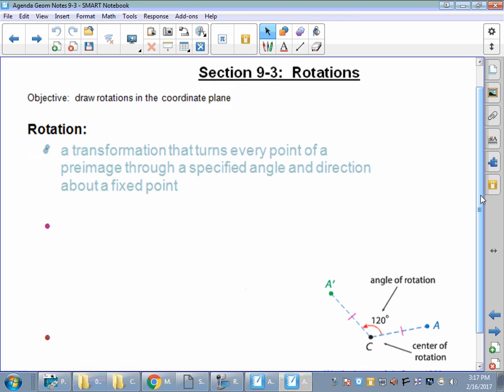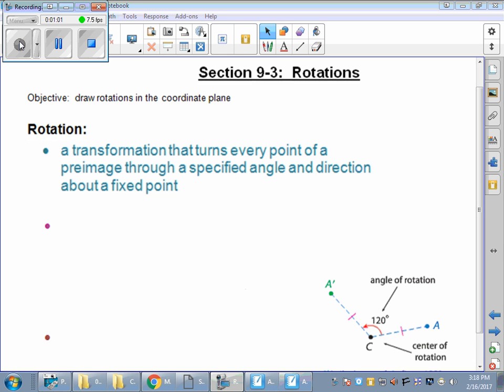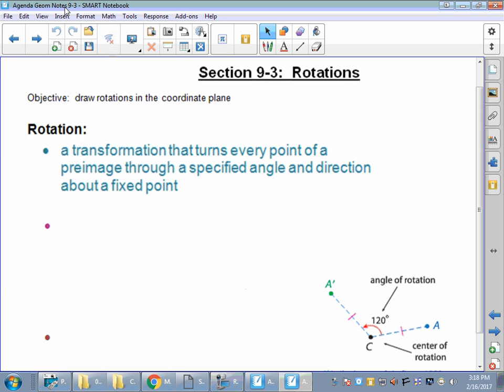Got a little wordy here, but a rotation is a transformation that turns every point of a preimage through a specified angle and direction. So direction is something important we need to talk about, and then angle we need to talk about. That fixed point that we're always going to use is the origin. So we're always going to rotate around the origin, but we do need to talk about the angles and the directions.